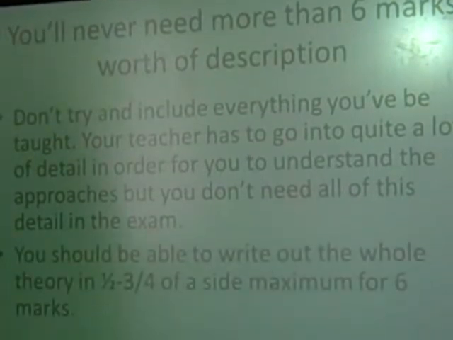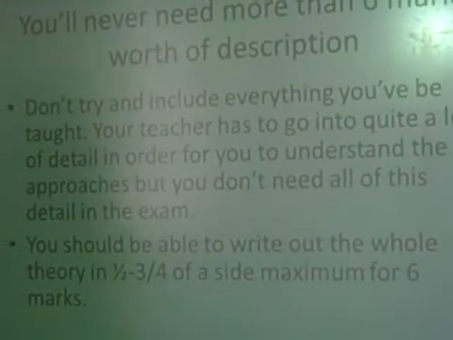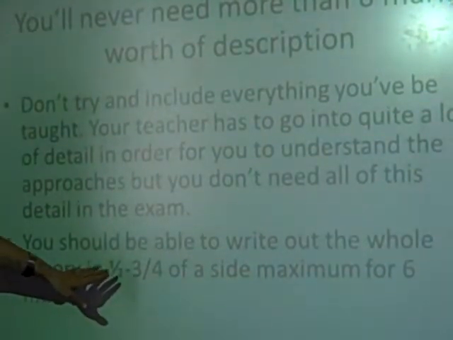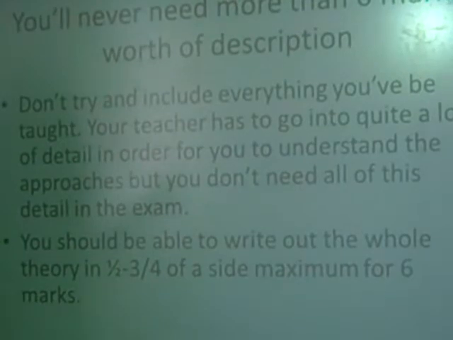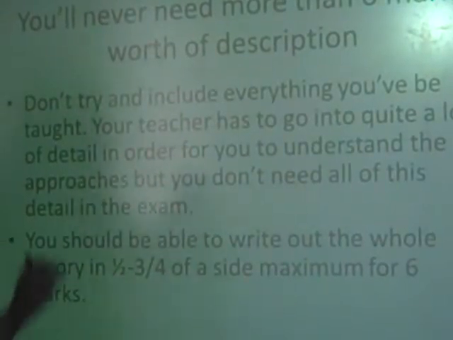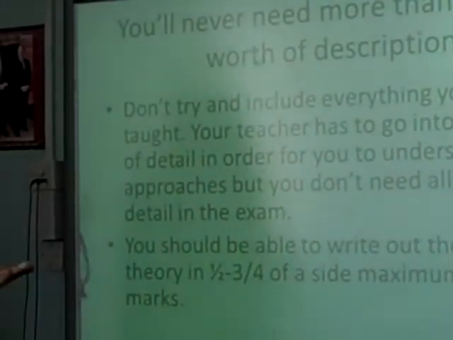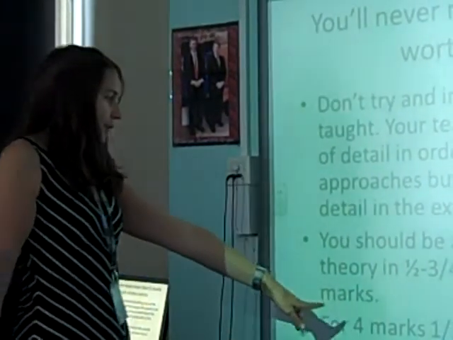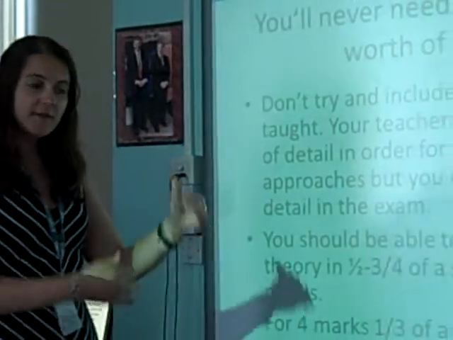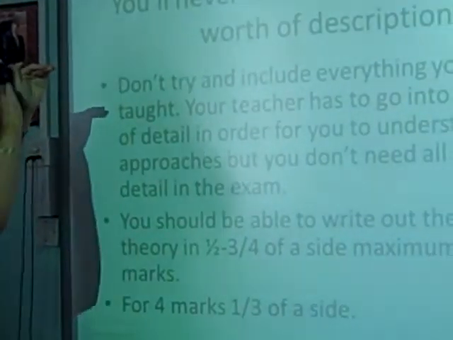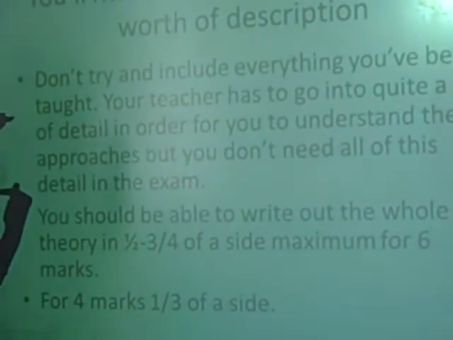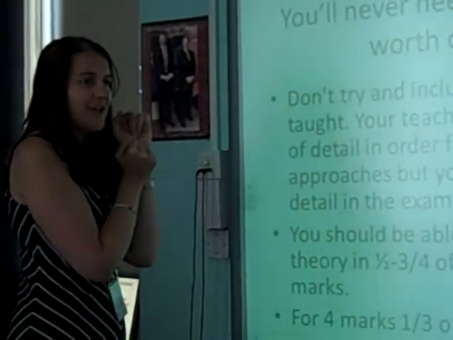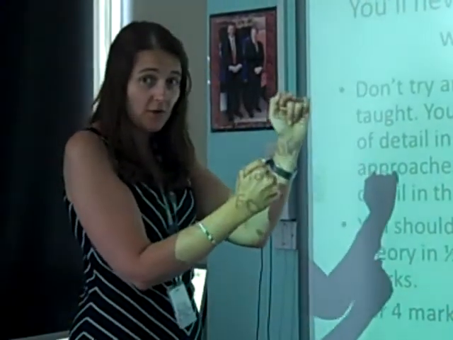A tip for this is, you should be able to write out the whole theory in half a side to 3/4 of a side, depending on how big your handwriting is, for 6 marks. No more than that. If you're writing 2 pages, it's too much. For 4 marks, it's a third of a side. If you look at your exam papers, outline the biological model for 4 marks, you get about that much dotted space, about a third of a side. So if you're writing any more, you're wasting your time.